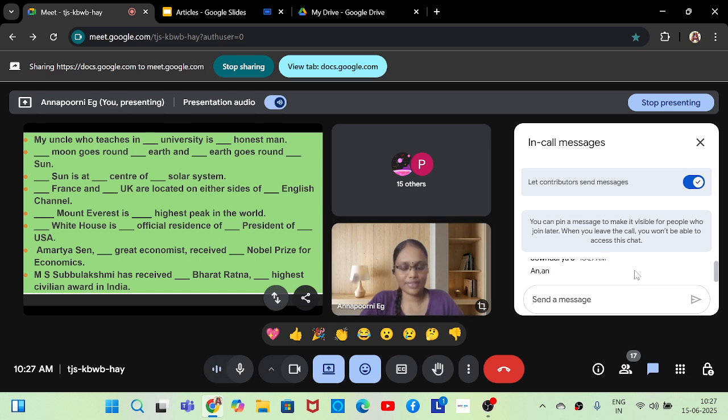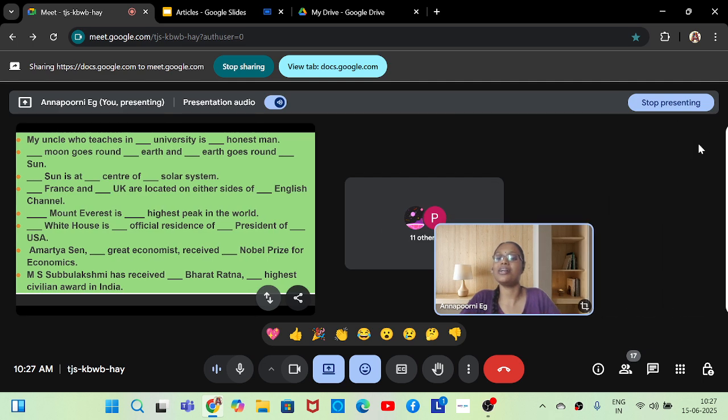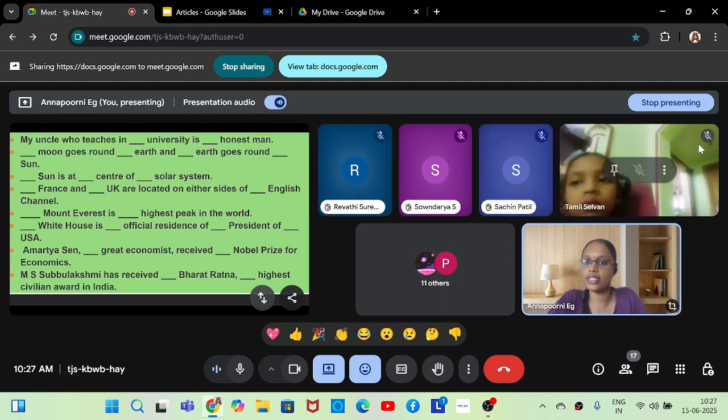You study in the seventh standard. Okay. Soundarya, dear, for the first one it is "a", right? So my uncle who teaches in a university is an honest man, or what I thought is my uncle who teaches in the university is an honest man. I think this sentence is more meaningful, right? My uncle who teaches in the university is an honest man.